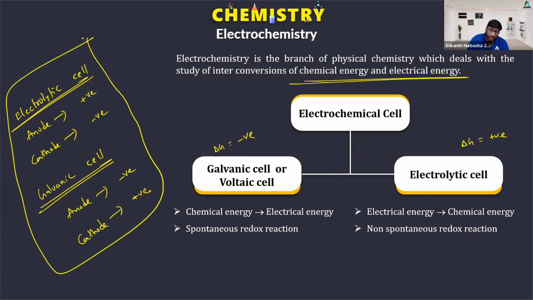This is the basic introduction of electrochemistry. In this chapter, we'll be discussing two types of cells, majorly the electrolytic cell and the galvanic cell. After that, we will also understand different types of fuel cells, dry cells and so on. Before going into these, we should know the basic concepts like conductance, conductivity, molar conductance and all those perspectives. So let us start.